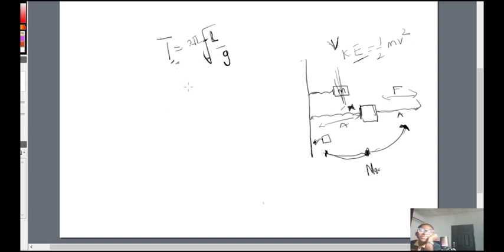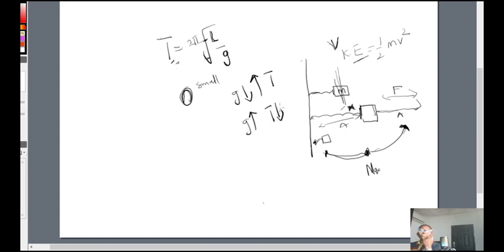On the moon, there's the acceleration due to gravity. The effect of acceleration of gravity on the moon is very small. So if G is small, what will happen to T? T will be big. If G is big, what will happen to T? T will be small.